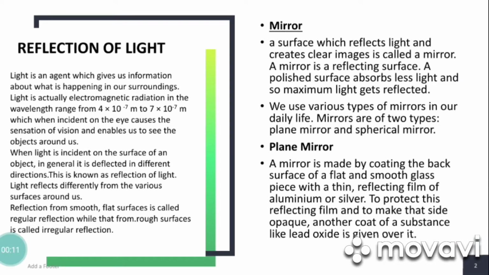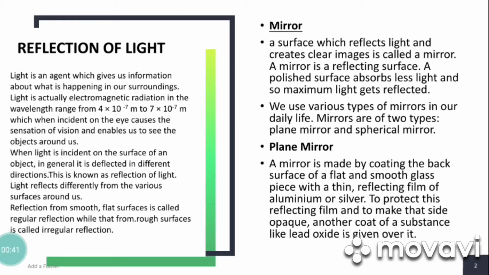What is light? Light is an agent which gives us information about what is happening in our surroundings. Light is actually electromagnetic radiation in the wavelength range from 4 × 10^-7 meters to 7 × 10^-7 meters, which when incident on the eye causes the sensation of vision and enables us to see the objects around us.